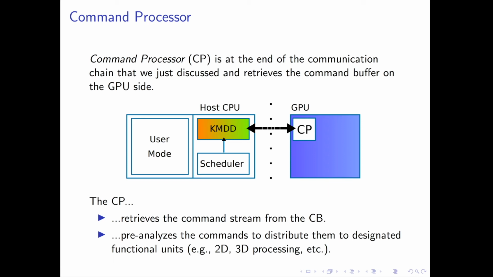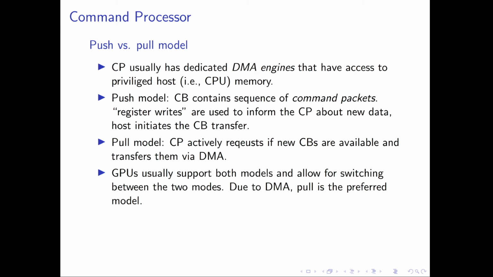From there on, the command processor will really only reroute the commands to the functional units that are responsible for processing them. The command processor implements either of two models, either the push model or the pull model, with the pull model generally being more popular and the model that is presumably implemented on GPUs nowadays. The command processor has so-called DMA engines, and those DMA engines can access that privileged host memory that we talked about, which the kernel mode display device driver manages, and where the command buffer is placed so that the GPU can directly access it.